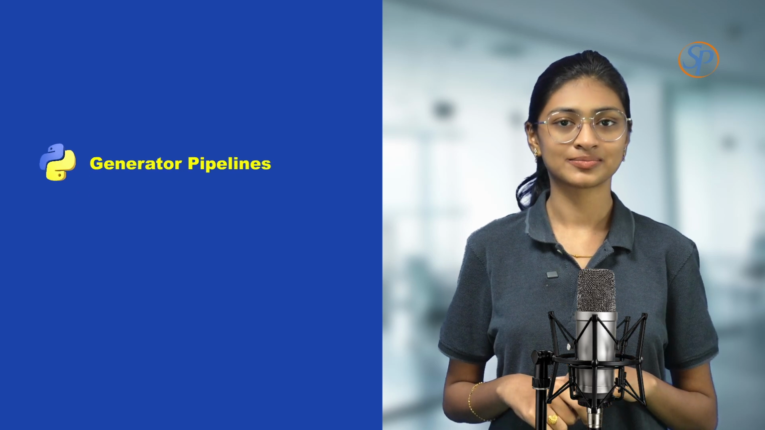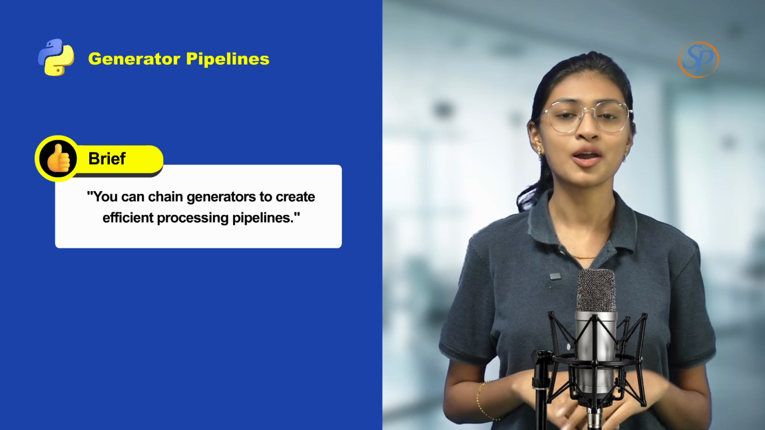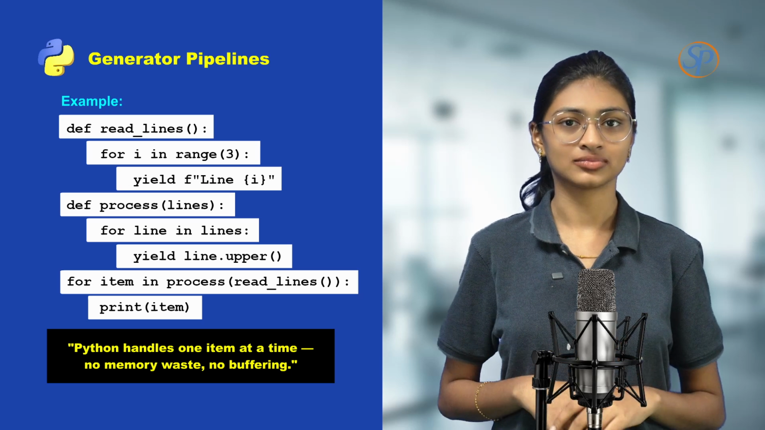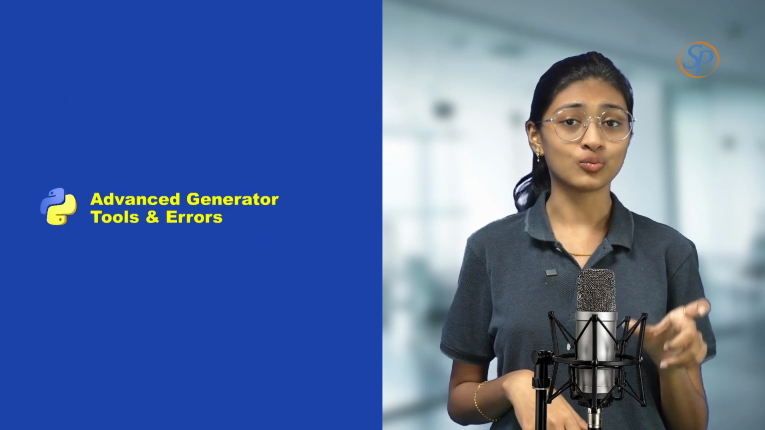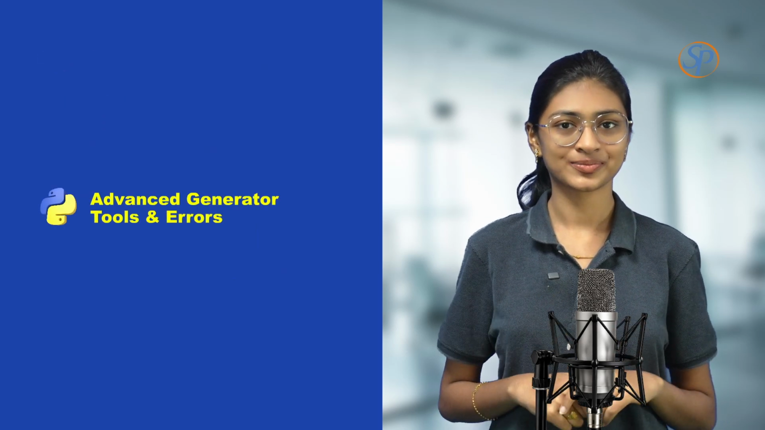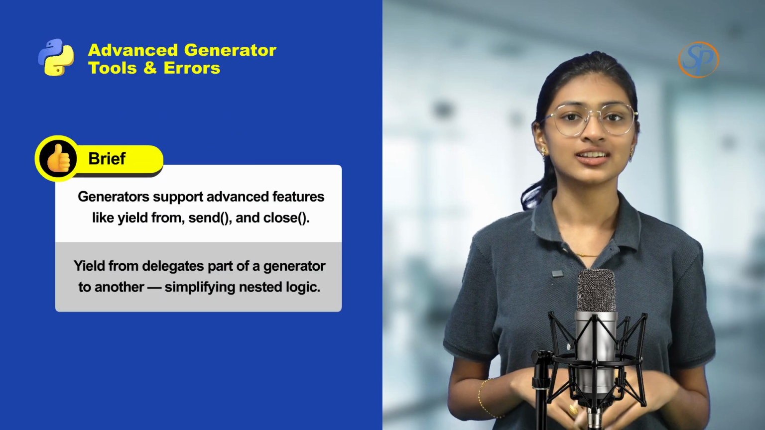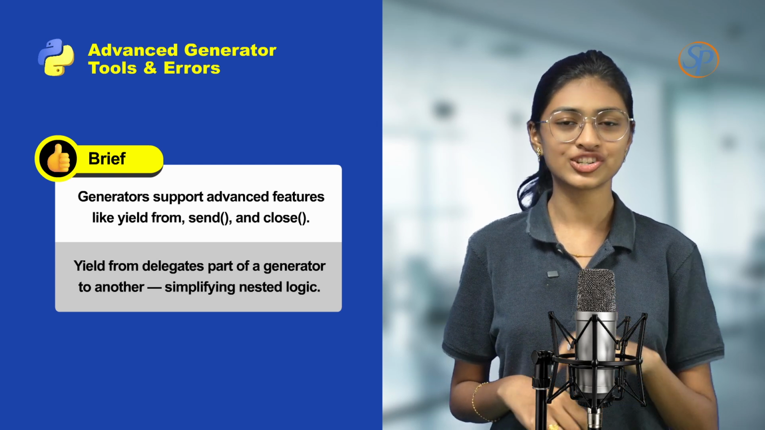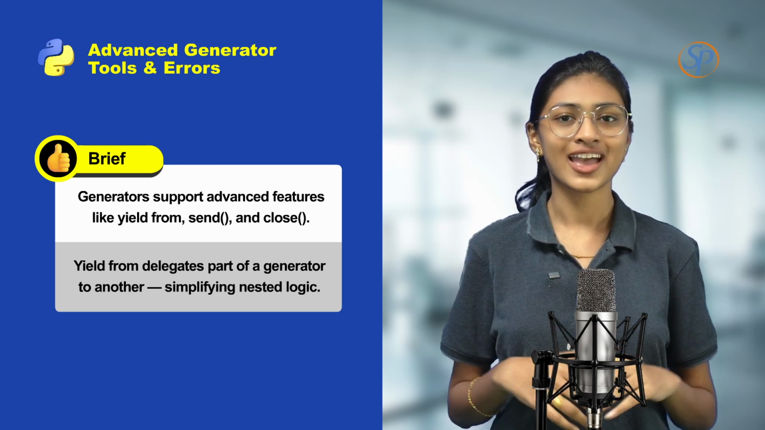Generator pipelines. You can chain generators to create efficient processing pipelines. Python handles one item at a time. No memory waste, no buffering. Advanced generator tools and errors. Generators support advanced features like delegation, sending values, and controlled shutdown. Delegation simplifies nested logic and keeps generators clean.